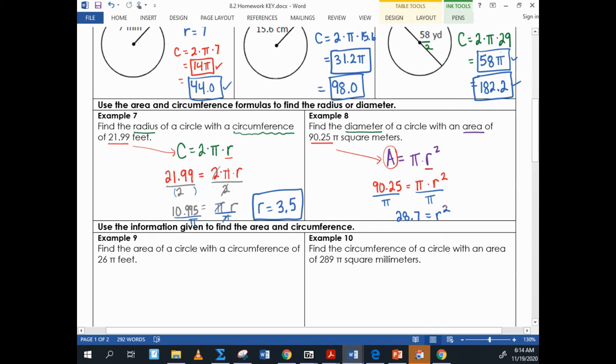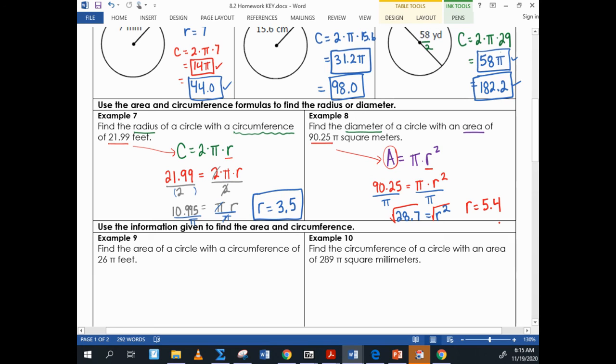So to undo a square, remember there's rules to undo squares as well. We just do the opposite of squaring a number. It is taking the square root of a number, which your calculator is fantastic at. So we're just going to let our calculator do that. The square root of 28.7 gives us 5.35, so r is equal to 5.35. We're going to round that to 5.4 right there.